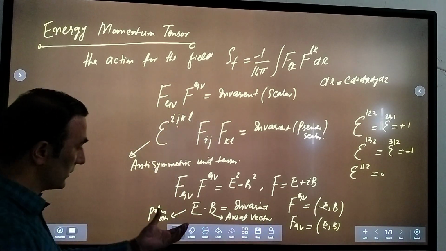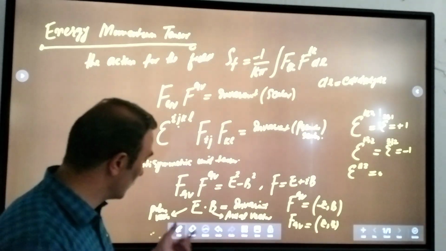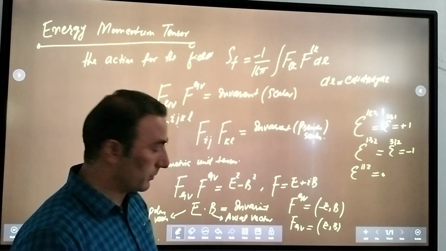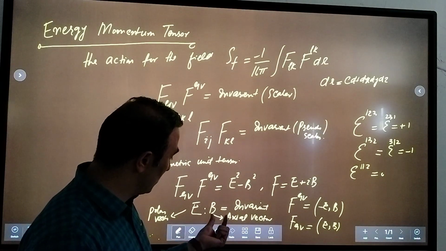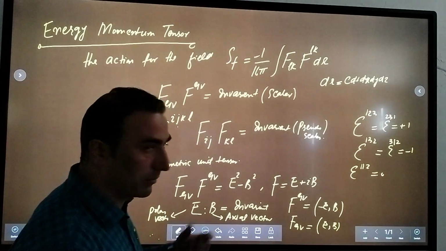Okay. So that means the product between, so the polar vector, when you transform it from one frame to another frame, will go from E to minus E. It changes sign under the transformation. But this B is an axial vector, so B remains invariant, right? So overall E dot B remains invariant. Okay.